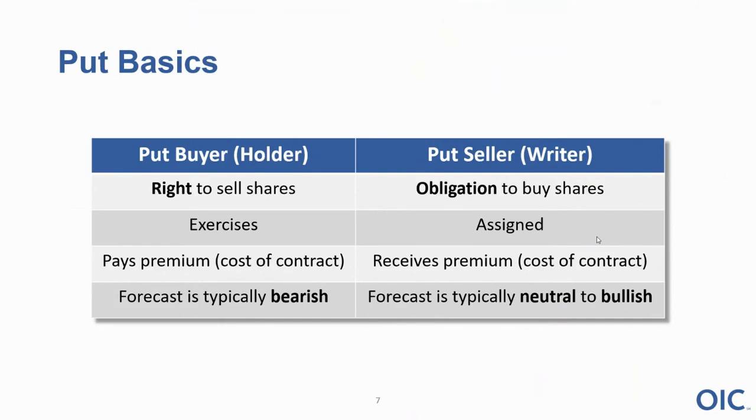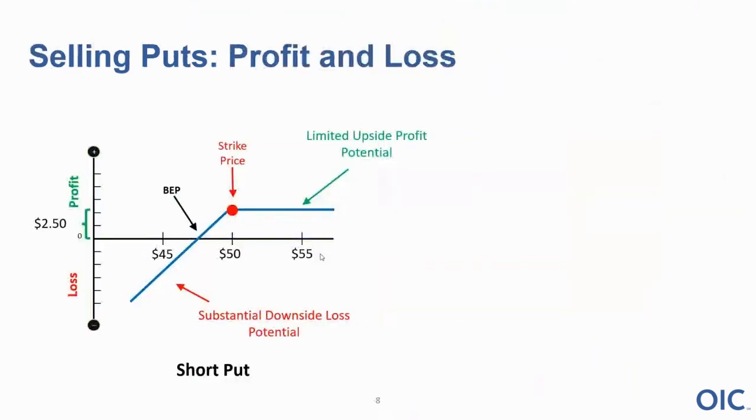The put writer is typically neutral to bullish, meaning that they don't think there's going to be a lot of market movement one way or another, or they think that the market is going to be increasing. So those are the basics of the puts. Again, just a little refresher for some of you that may be new to trading puts. And this is what the profit and loss diagram looks like.